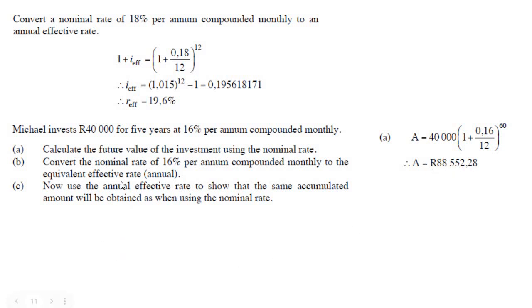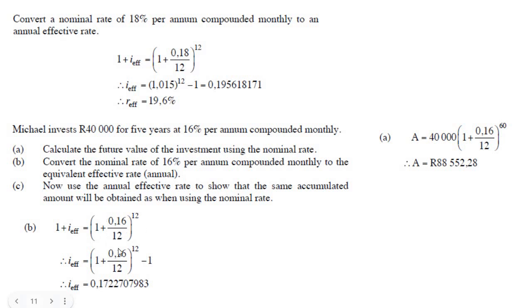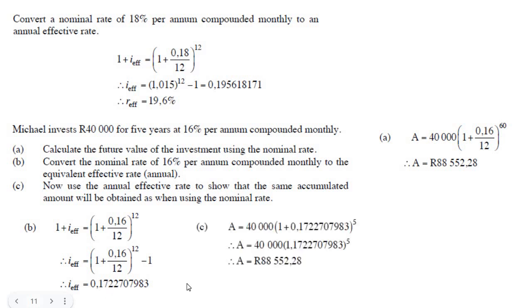But what's the effective interest rate? You're actually getting better than 16%. How do you work that out? 1 year's worth of interest, take away 1, and you get 0.1722. Round it off and the effective interest rate is actually 17.22%. Don't round it off too early, because if you do it yearly using this slightly bigger interest rate, you'll get exactly the same amount. But you have to use all the decimals.